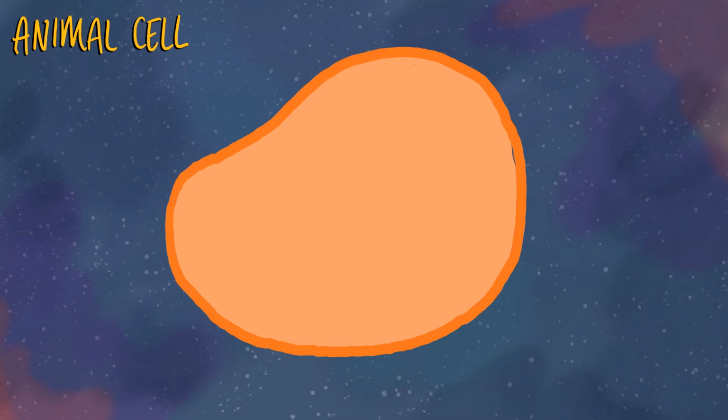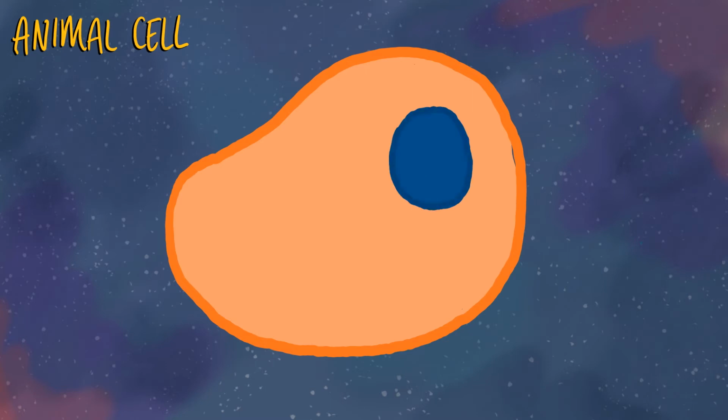So this is the shape of an animal cell. It doesn't really have a shape, it's just kind of a blob. An animal cell is what we're made up of. We are made up of billions and billions and billions of cells. It's the smallest functional part of our body.